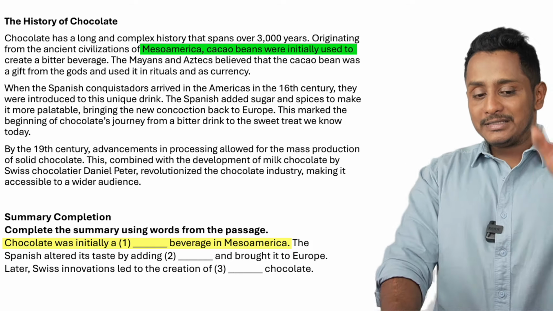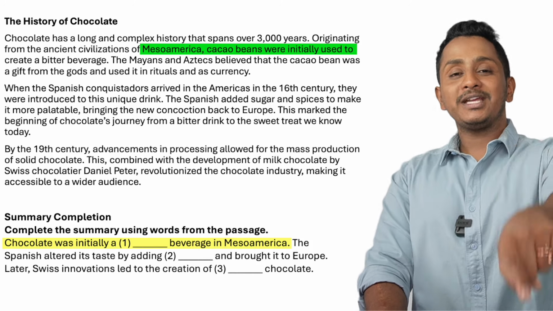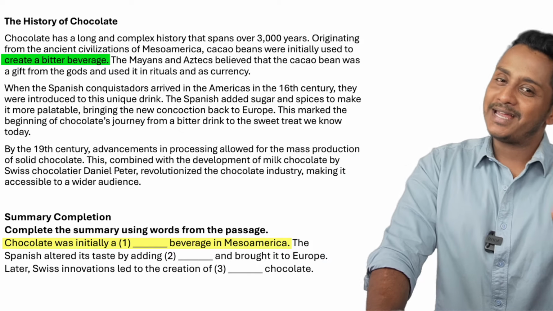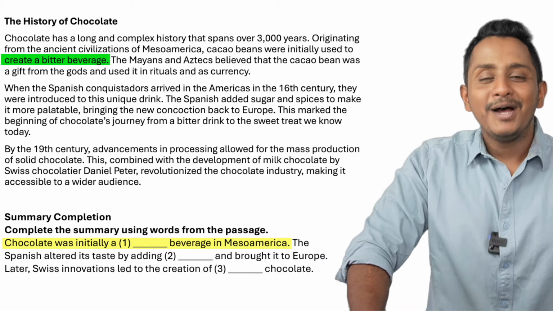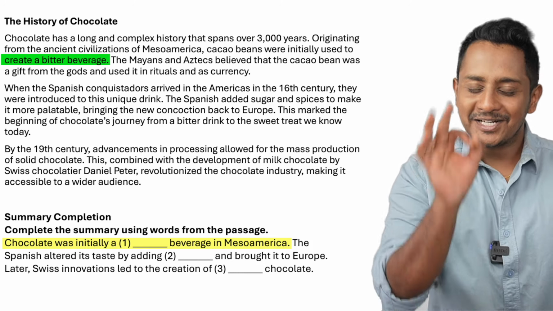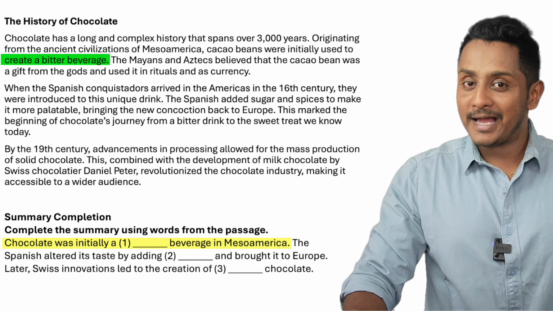Read further for this was initially a beverage. Initially is the word: cocoa beans were initially used. The paragraph says initially to create a bitter beverage. So here, dash beverage, its answer is bitter. Make sure you match everything. Whatever is left is the answer. Remember to use this technique. You do it faster and it can be very reliable.